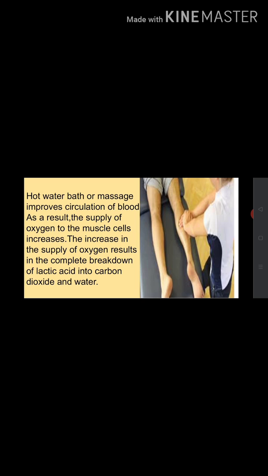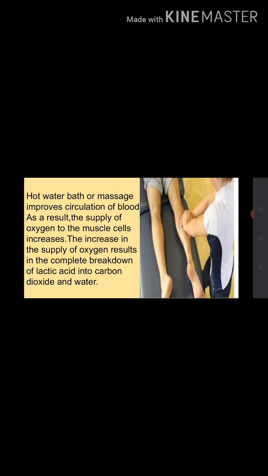After heavy exercise, our muscle cells cramp. Why? Because of the partial breakdown of glucose. Our muscle cells respire anaerobically, so partial breakdown of glucose takes place, which produces lactic acid. This lactic acid accumulates in the muscles and causes muscle cramps.